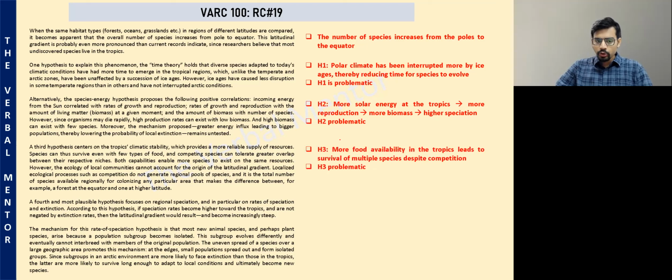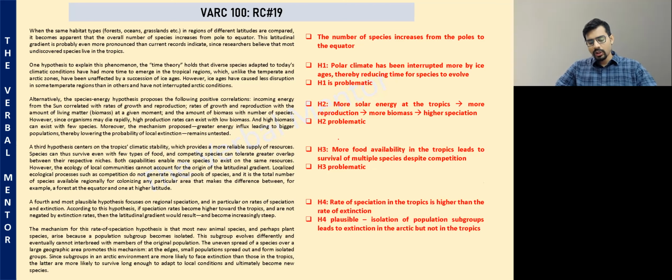In the next paragraph, he introduces hypothesis 3, which ascribes the higher number of species in the tropical regions to higher food availability, which ensures survival of multiple species despite competition. But again, the author finds hypothesis 3 problematic as well.